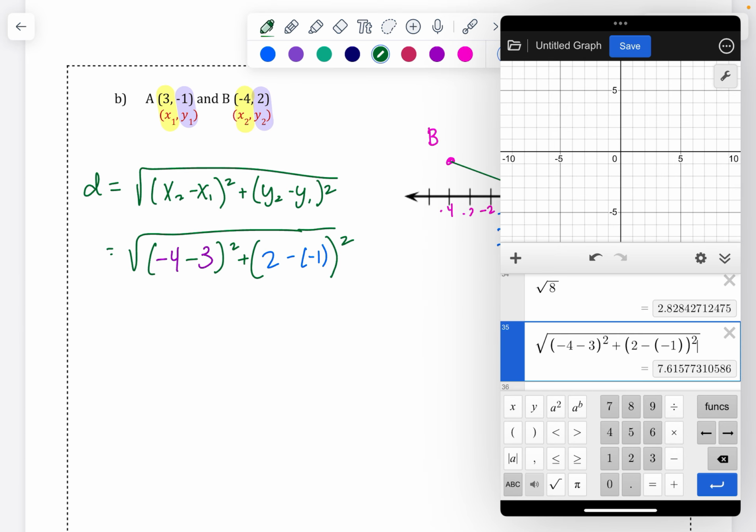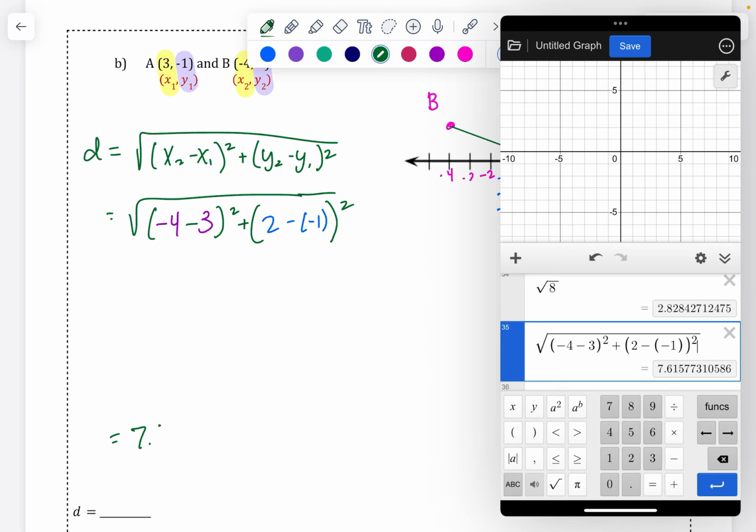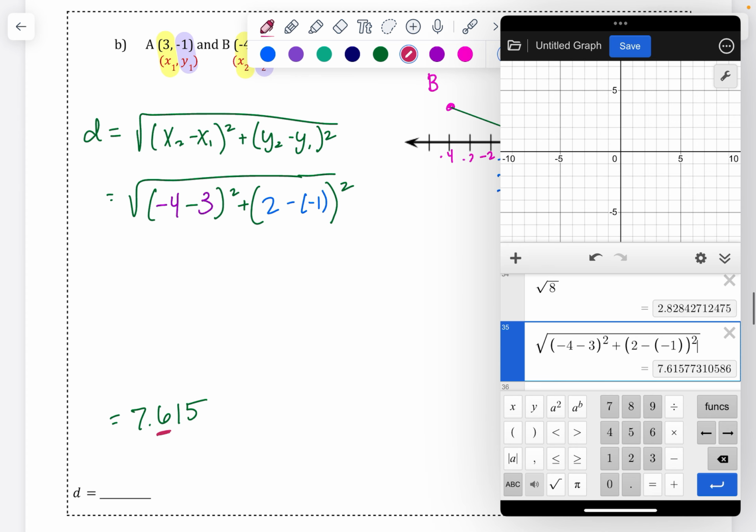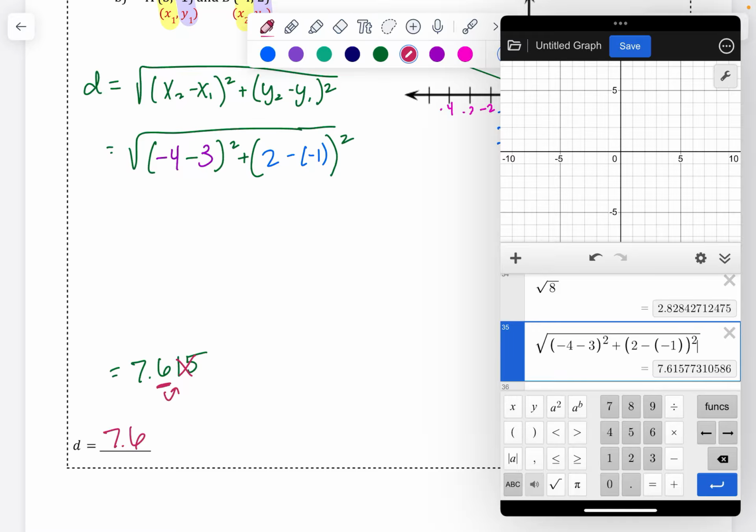Wow. Negative 4 minus 3 squared, yep. 2 minus negative 1 squared. My other answer key, I did it wrong, but okay, let's keep going. So your answer is going to be, and I'm going to write all the way down here, 7.615. Again, I'm trying to see, am I rounding up the 6 or am I keeping it the same? I'm going to look at the next number. It's 1, it's less than 5, so I don't even pay attention. Your answer is going to be 7.6.